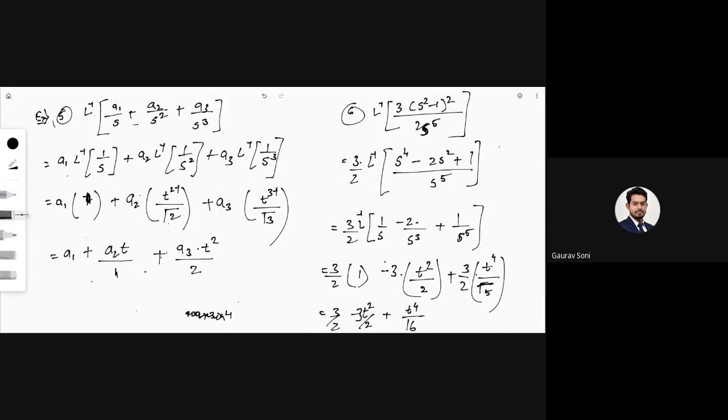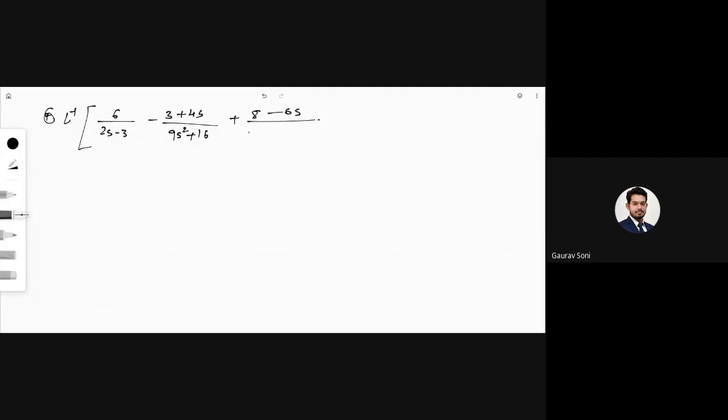Okay, now the shifting properties and e raised to at form. But before that, one miscellaneous example I will give. And also I will give you 2 minutes. Let's see who can solve it. Laplace inverse of 6 upon 2s minus 3, plus 4s upon 9s square plus 16, plus 8 minus 6s upon 16s square plus 9.